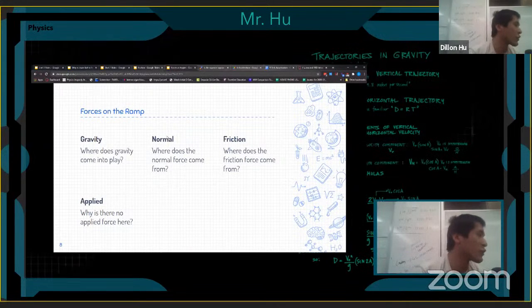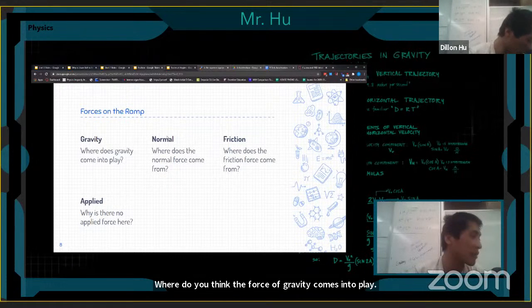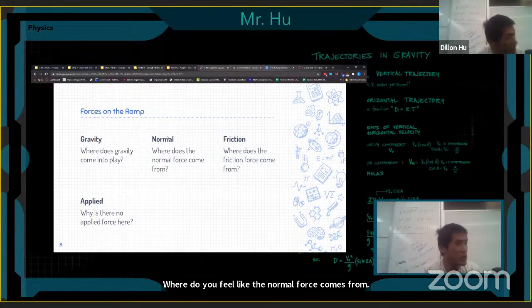So where do you think the force of gravity comes into play? Where do you feel like the normal force comes from? Where do you feel like the friction force comes from? And why do you think there is no applied force here? Good question. That one's probably the trickiest one. I think the other 3 are a little bit more straightforward.